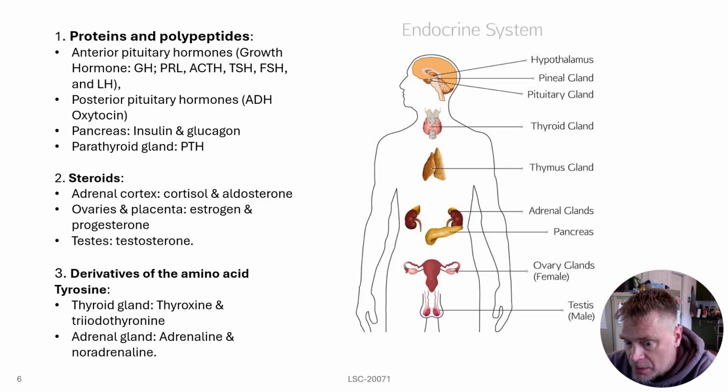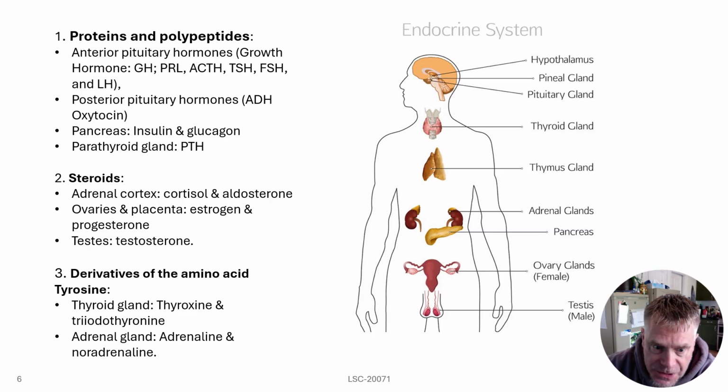So on the next slide we're going to go into more detail on that. Then we've got the posterior pituitary hormones that also relate to the hypothalamus, and we've got ADH and oxytocin there. I'm going to tell you more about the functions of these in the next slide, but this is just to give you an overview of what is produced where. Then we've got the pancreas, which is producing insulin and glucagon, and those are also within this first group. And then finally there's the parathyroid gland, which is producing parathyroid hormone.